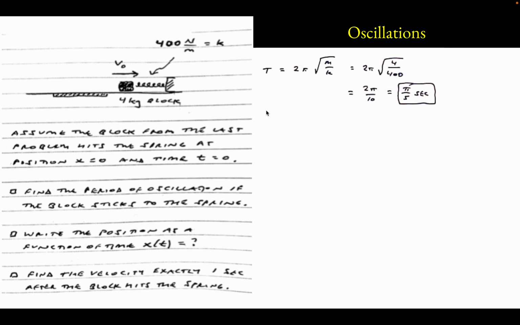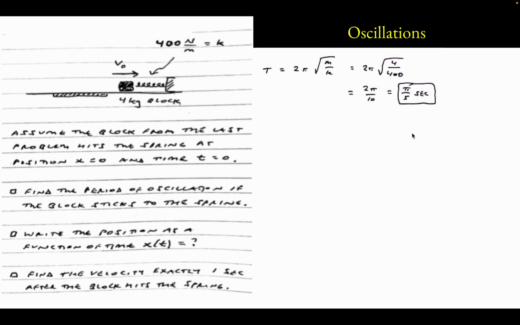Well, that's just 2 pi root m over k. So m being the mass, 4, k being the spring constant, we'll say it's 400. So that's just a little bit of plug and chug, and it would take pi over 5 seconds to bounce back and forth one time, which would be the period of oscillation.